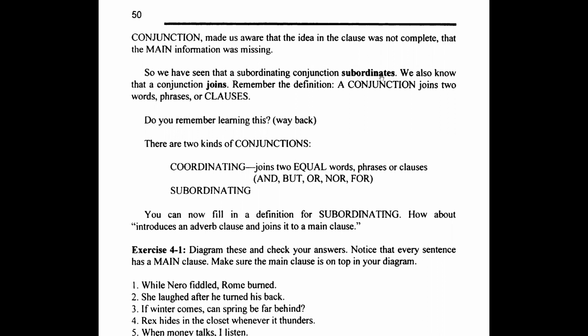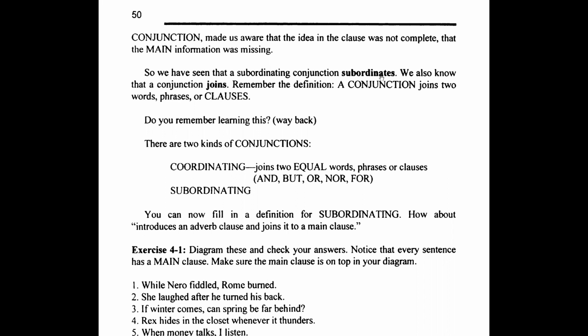So we have seen that a subordinating conjunction subordinates. It makes something dependent on another, right? We also know that a conjunction joins. Remember the definition, a conjunction joins two words, phrases, or clauses. Do you remember learning this way back? Right now, so the subordinating conjunctions are only going to join clauses to one another. They don't join words or phrases. So there are two kinds of conjunctions: coordinating, which joins two equal words, phrases, or clauses, and then subordinating.